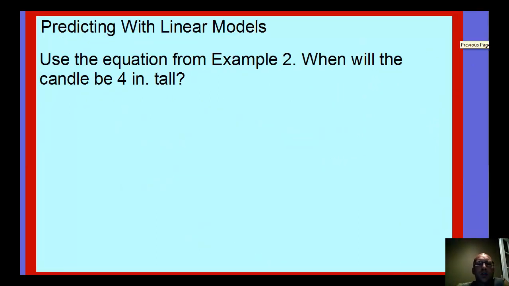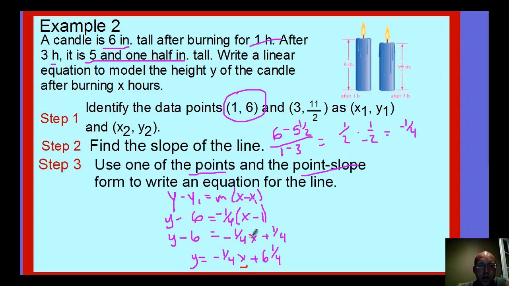So we can use this equation from example 2. When will the candle be 4 inches tall? So we're trying to find its height. Back in the equation we have our x value and our y value. Our x value is our time in hours, and y is our height. So we actually are trying to figure out when our height is 4 inches. And so we can plug that into our equation, and then we can try solving for our x value, our time.